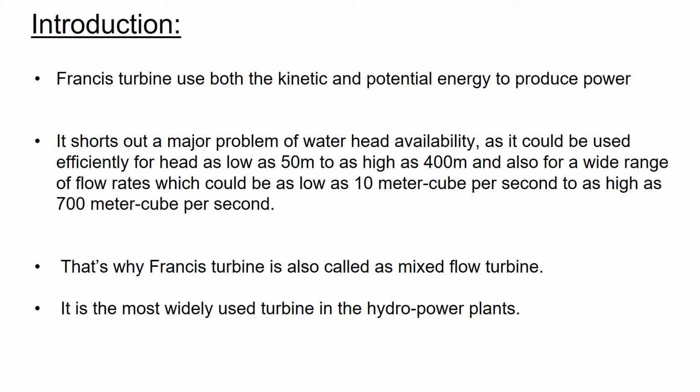So Francis turbine uses both kinetic and potential energy to produce power. Now Francis turbine is a mixed flow turbine. So what do you mean by mixed flow turbine? We will see later. And the specialty of Francis turbine is that it can work efficiently in head as low as 50 meter to 400 meter, and also wide range of flow rate as low as 10 meter cube per second to 700 meter cube per second. So this is known as a mixed flow turbine, and it is widely used in hydropower plants.